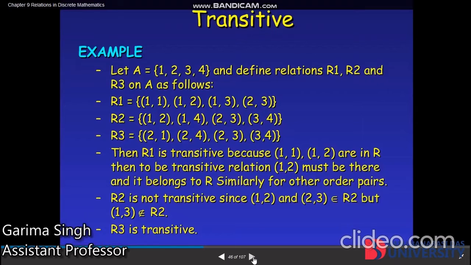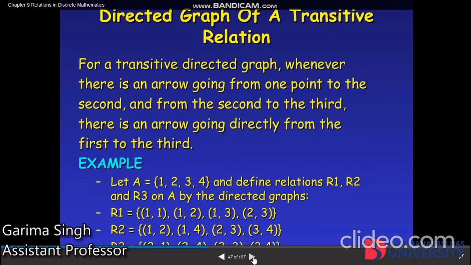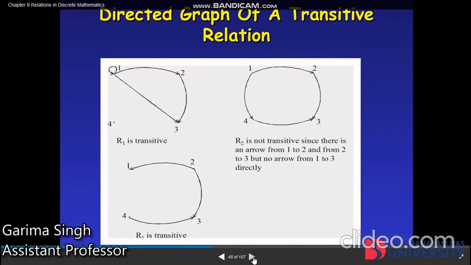This is the example of a transitive relation. So how can we draw a graph of this? This is how we can draw a graph. If 1 is related to 2, and 2 is related to 3, then 1 is also related to 3.